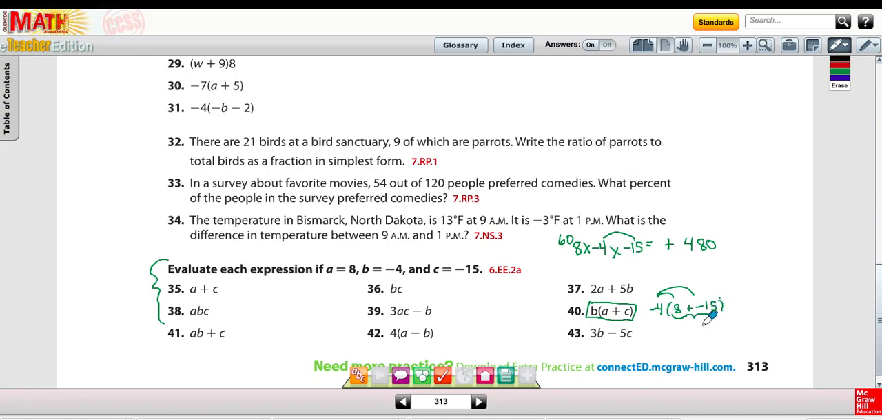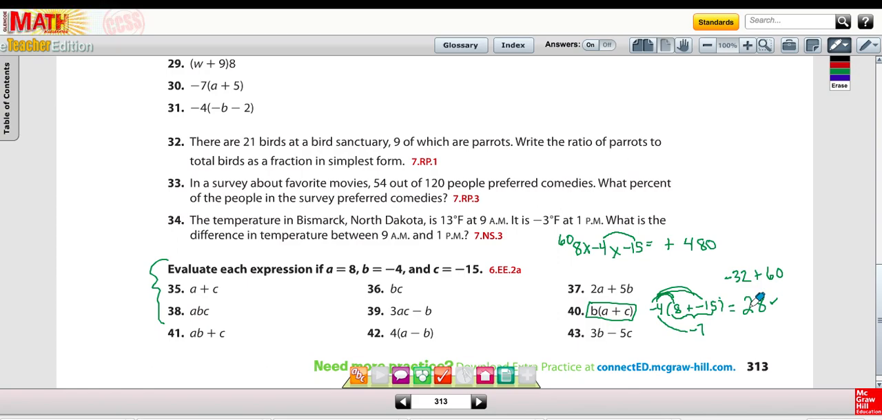8 plus negative 15 is negative 7. Negative 4 times negative 7 is a positive 28. Okay, you would get that same answer if you took negative 4 times 8, which is negative 32, plus negative 4 times negative 15 is a positive 60. When you simplify that, you also get 28.